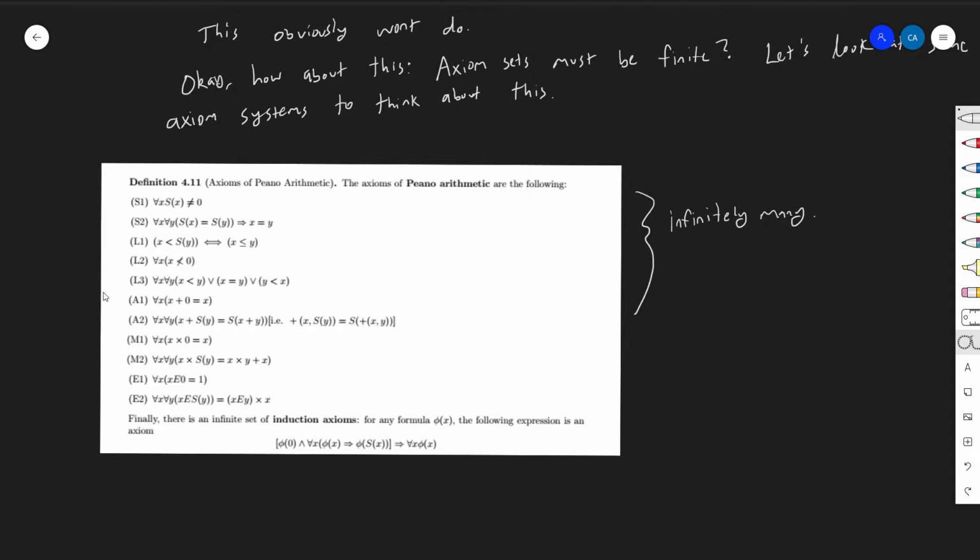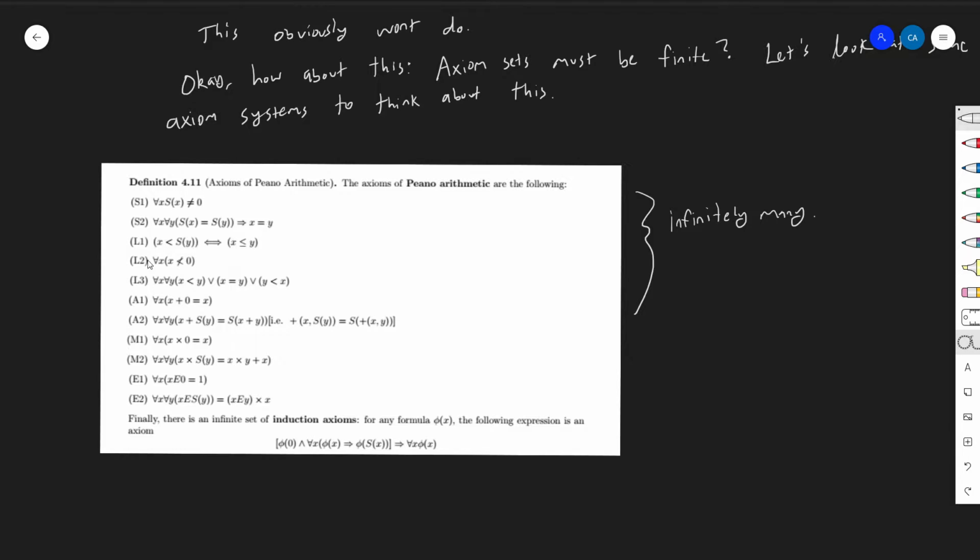But this list looks pretty finite, right? I mean, I wrote infinitely many here, but ignore that for a second. This list looks fairly finite. I don't think I want to go through each one. This one just says that for all x, if you take the successor, you're not going to have 0. That's obvious. For all x and for all y, if the two successors are the same, if x plus 1 equals y plus 1, then x equals y, sure.